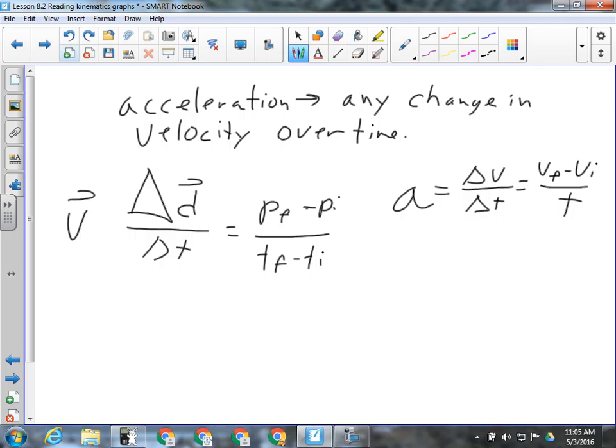Okay? So acceleration is the change in velocity. So vF, sorry, these should have arrows, vF minus vI divided by t. Okay? That's how we calculate acceleration. Does anyone need that anymore?